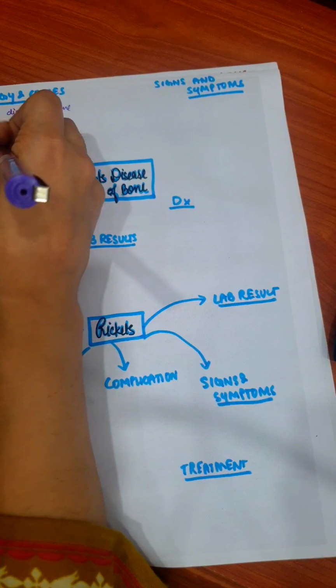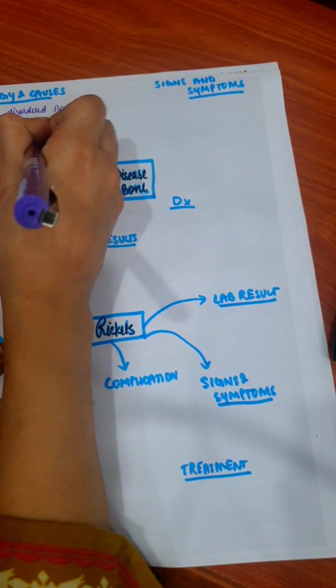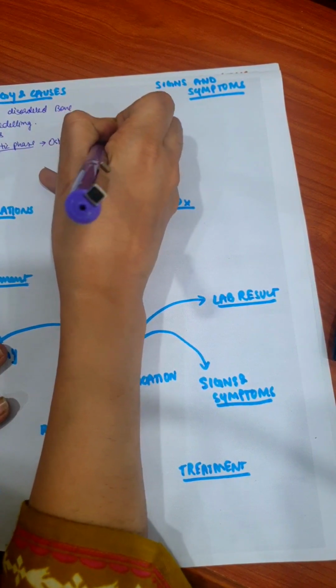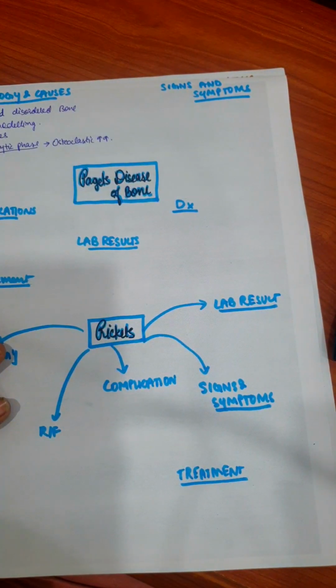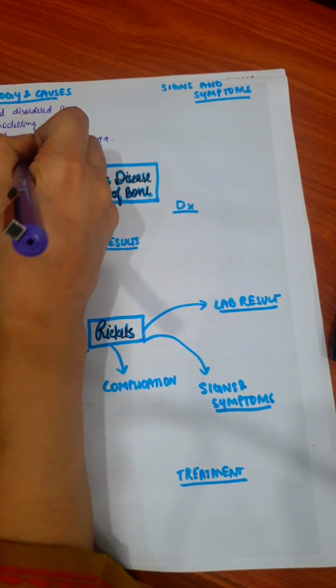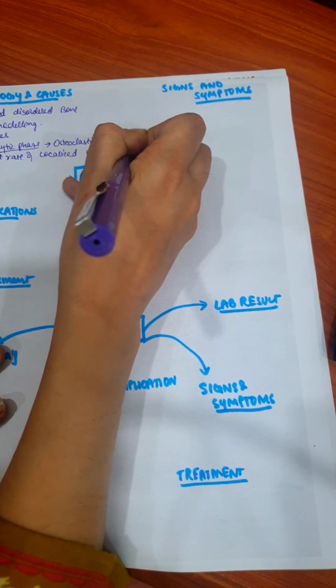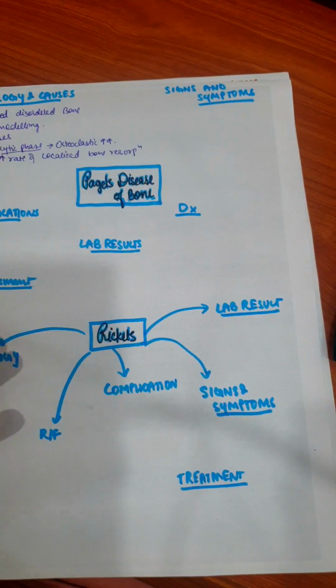There is the first phase, that is the lytic phase, where the osteoclastic hyperactivity is there. So osteoclastic activity is very high in the lytic phase, and there is increased rate of localized bone resorption, and that is why this is the lytic phase. So bone remodeling is increased up to 20 times in this lytic phase.